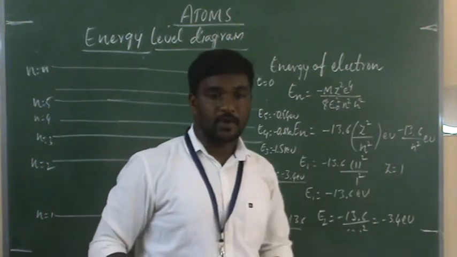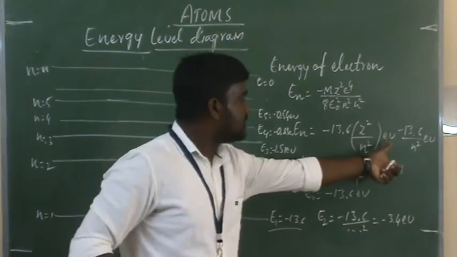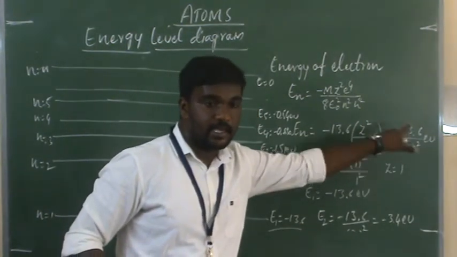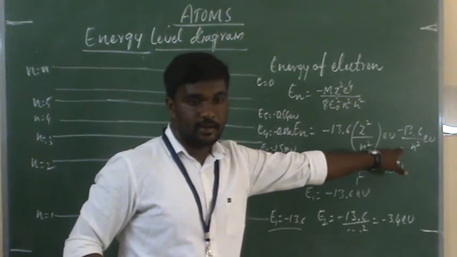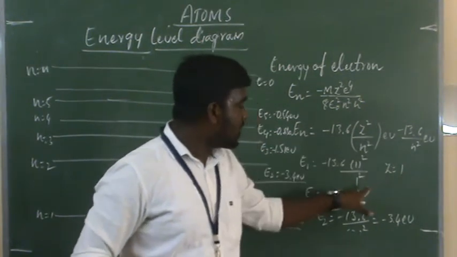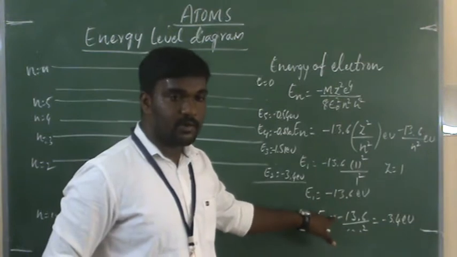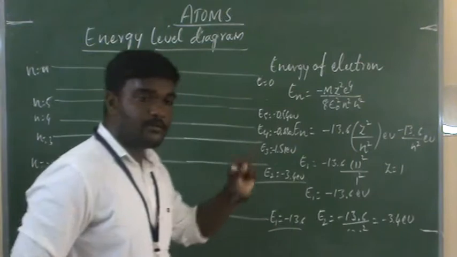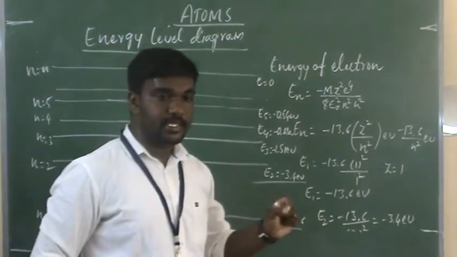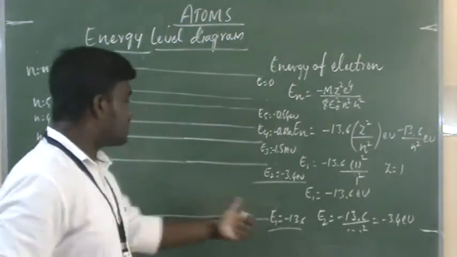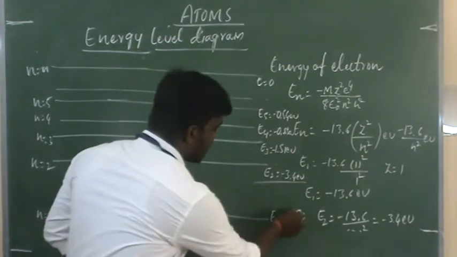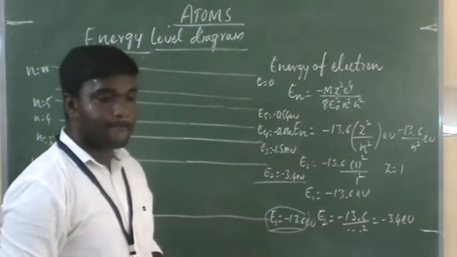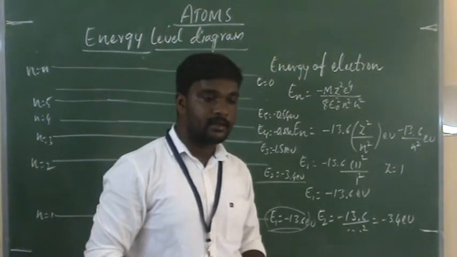So when n is equal to 1, substituting in this expression, minus 13.6 divided by n square, here we consider n equal to 1, means minus 13.6 divided by 1 whole square, so we got minus 13.6 electron volt only. So what is the value of the first energy state? n equal to 1 means the energy is minus 13.6 electron volt.